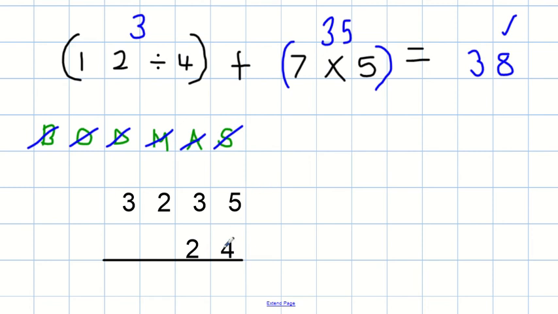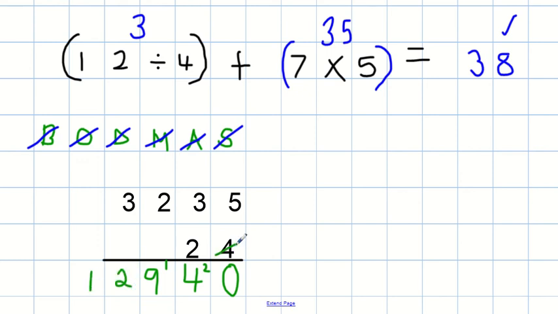We're going to start with 5 times 4, which is 20. And then we can go to 3 times 4, which is 12. Add the 2 you've carried, 14. 2 times 4 is 8. Add the 1 you've carried, 9. And 3 times 4 is 12.